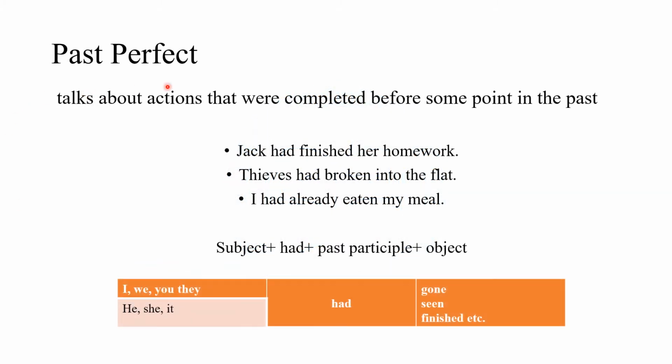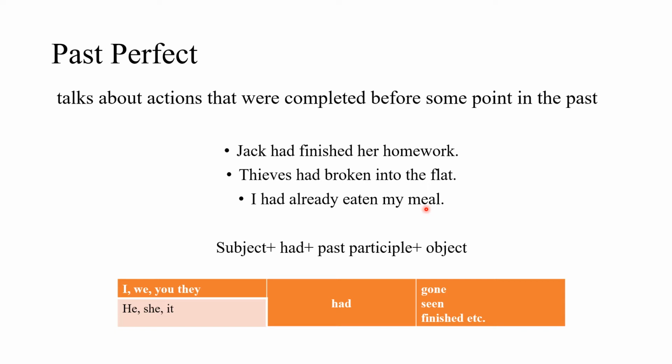A past perfect tense is a verb tense that usually talks about actions that were completed before some point in the past. For example, Jack had finished her homework. It means that Jack had finished her homework in the past. Thieves had broken into the flat, or I had already eaten my meal.